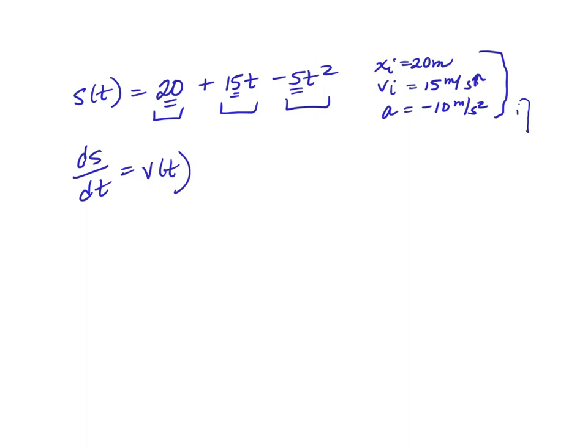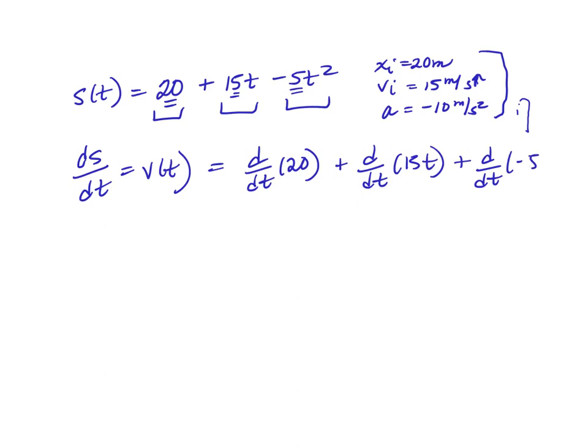So v of t is going to be d by dt of 20 plus d by dt of 15t plus d by dt, I'll do it this way, of negative 5t squared. I could have just subtracted as well, but I'll put the negative in there. So let's apply the power rule.